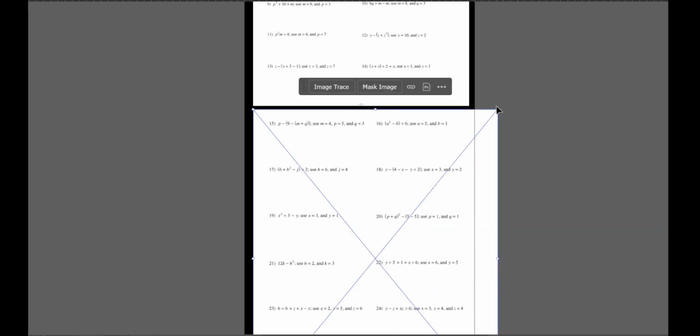And let's put page 2 on here. Let's scoot that down. All right, let's make that fit. There we go.